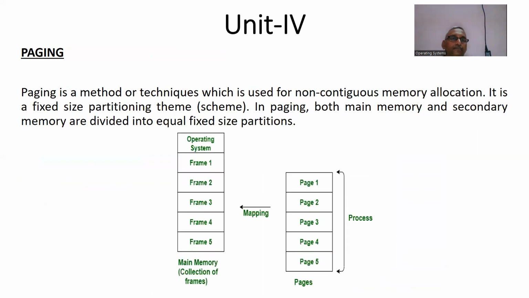Next thing, paging. Paging is a method or technique which is used for non-contiguous memory allocation. It is a fixed size partitioning scheme. In paging, both main memory and secondary memory are divided into equal fixed size partitions. The partitions of secondary memory and main memory are known as pages and frames respectively. Paging is a memory management method that fetches processes from the secondary memory into the main memory in the form of pages.